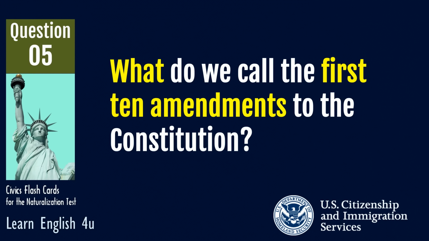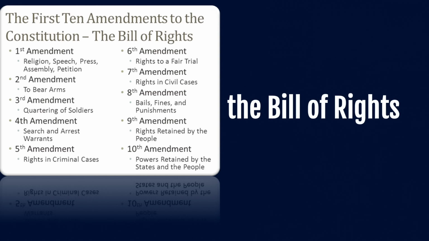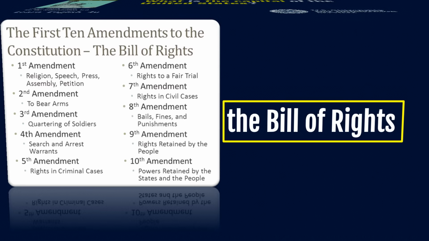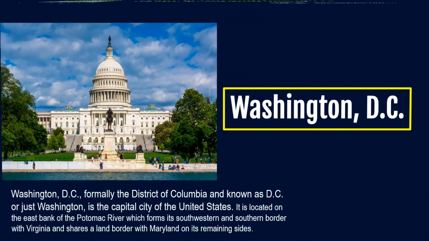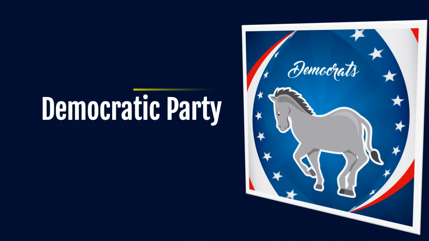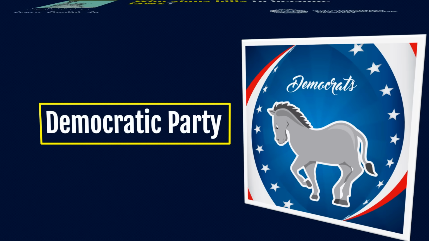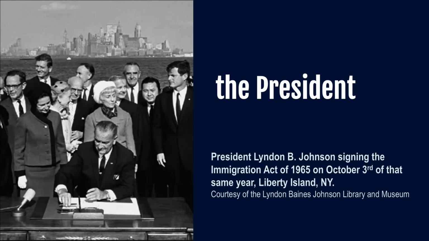What do we call the first 10 amendments to the Constitution? The Bill of Rights. What is the capital of the United States? Washington, D.C. What is the political party of the president now? Democratic Party. Who signs bills to become laws? The president.